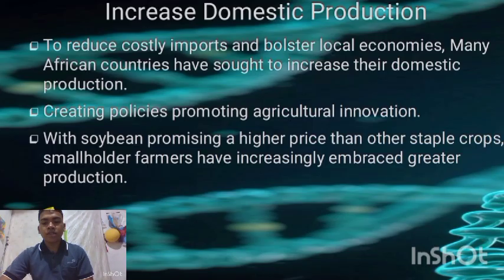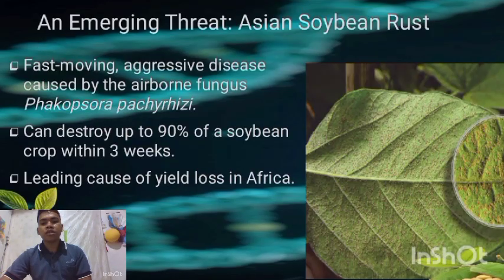With soybeans promising a higher price than other staple crops, smallholder farmers have increasingly embraced greater production. So smallholder farmers in African countries increased their domestic production of soybeans. And then came the emergence of Asian soybean rust. Because of the large-scale farming of soybeans in the African countries, there is a large possibility that it will be susceptible to infection. I'll give you an analogy.